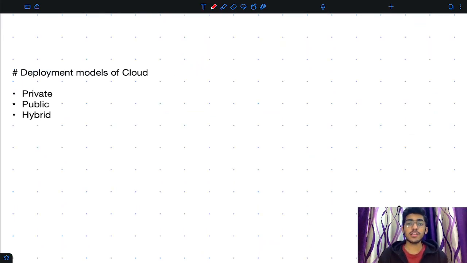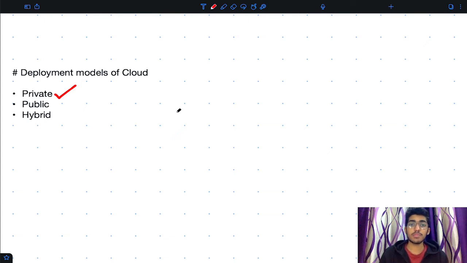There are a few types of clouds out there, right? And these are collectively called the deployment models of the cloud. The first one is the private cloud, and as the name suggests, this type of cloud is owned by a single private organization, and these are not exposed to the public. In that, you have a little bit more security, and if there is some sensitive information that you want to store, you will be using a private cloud in that particular case.